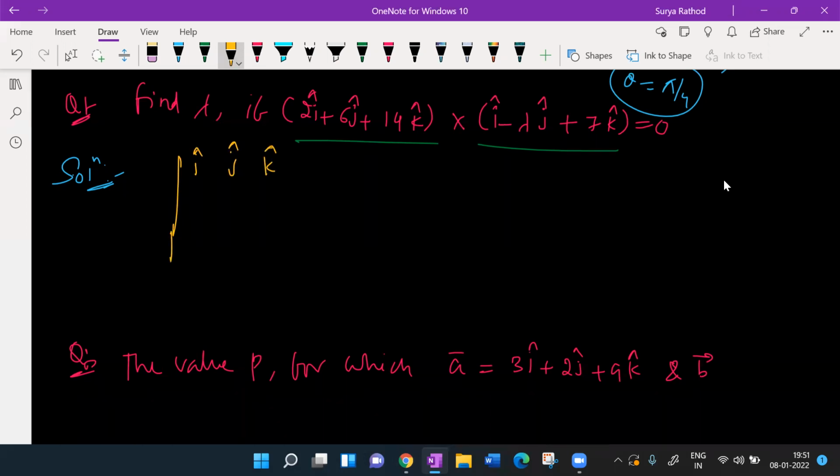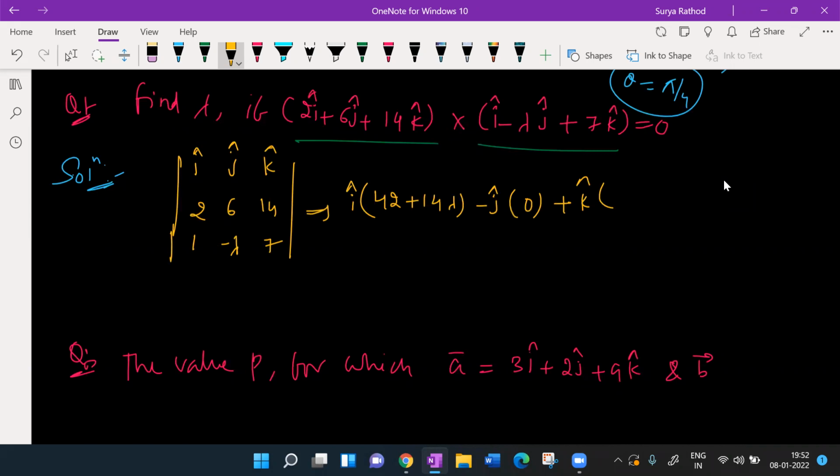Abhinaya, are you able to understand? Anjali, are you here, beta? How do I expand this determinant? पहले I: 6 times 7 is 42, plus 14 lambda, minus J: 14 minus 14, 0, plus K: minus 2 lambda minus 6. People, I'm writing direct stuff here. Don't make me write basic stuff here. I already told you how to expand a determinant. Hope it is clear. So this is equal to 0, given. So 0 के बराबर कर दो बस.